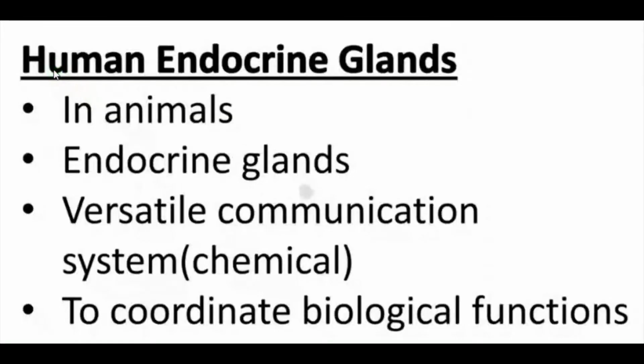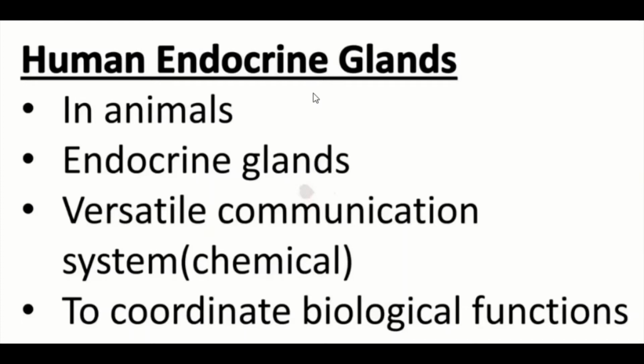Our first topic is human endocrine glands. A human endocrine gland is an organ that makes hormones that are released directly into the blood and travel to tissues and organs all over the body. In our body, we have so many organs. We have eyes, heart, kidneys. So many organs we have, and all have different functions also.